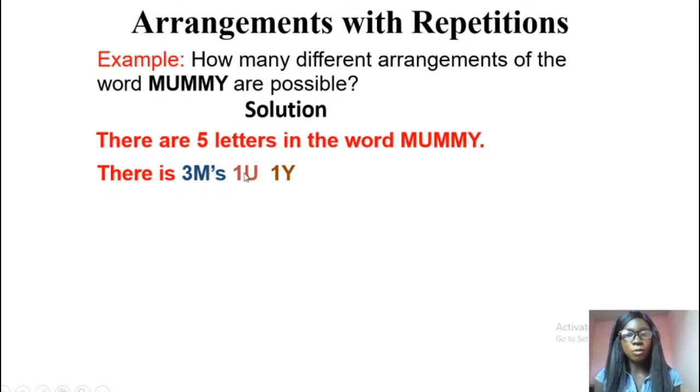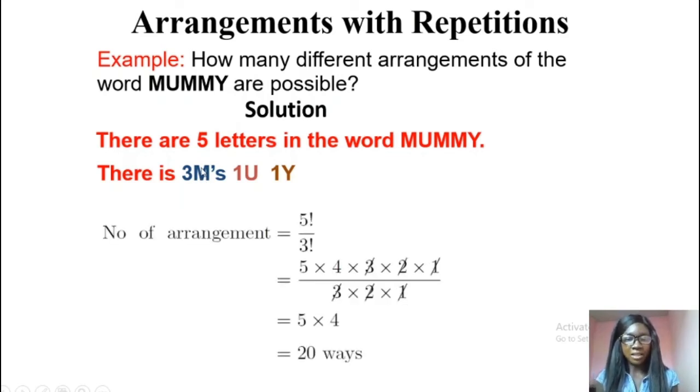So 1 factorial, we know that it is 1. This Y is 1 factorial, which is 1, so we don't need them. The one we need is the letter that is greater than 1. So we have 3 M's here. So the number of ways we can arrange mommy will be 5 factorial divided by 3 factorial. So let's see our answer.